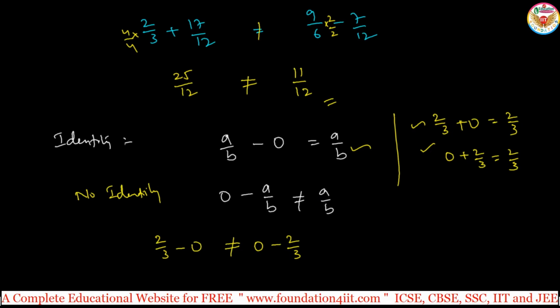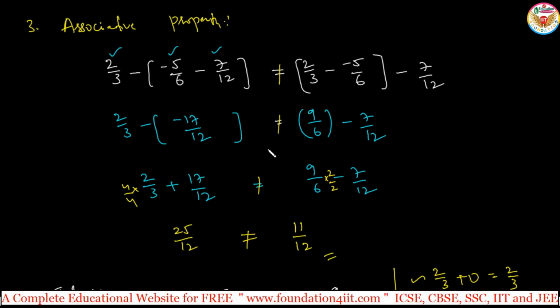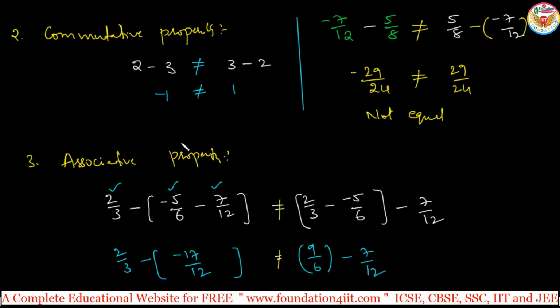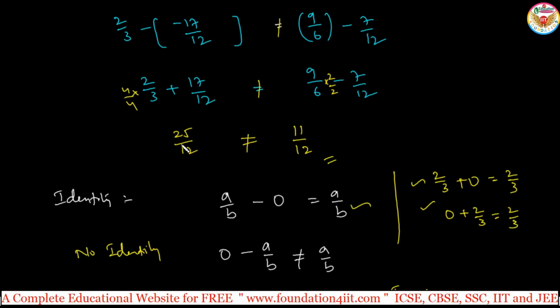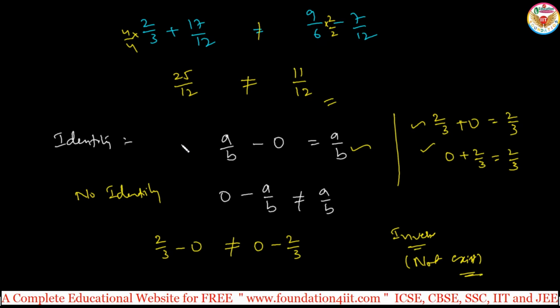If identity does not exist, then the existence of inverse: the inverse of subtraction also does not exist. So these four cases will not work in subtraction: the associative property, the commutative property, the existence of identity, and the existence of inverse. Only the closure property exists in subtraction of rational numbers. This is the concept about subtraction. Let us now see multiplication and its properties.